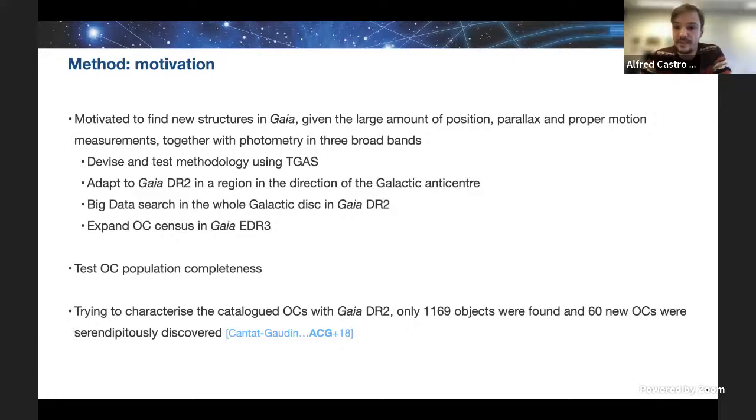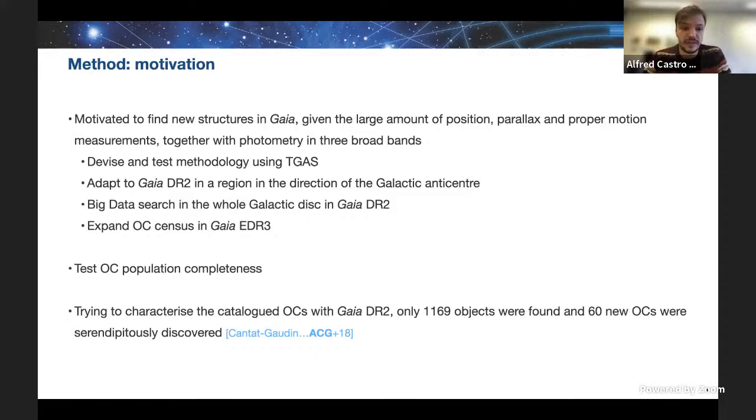First, we devised the methodology and tested it using TGAS, which is a smaller, controlled sample. We adapted this methodology to work with Gaia DR2 in different density regions. Then we performed a big data search, as I call it, in the whole galactic disk, where we analyzed hundreds of millions of stars together. And the last work, which is under the referee now, is expanding the open cluster census using EDR3.